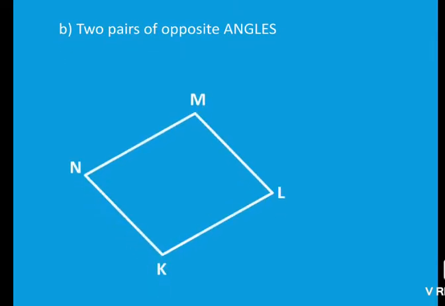Next question, two pairs of opposite angles. Which are the opposite angles? Angle K and angle M are opposite. Another pair is angle N and angle L, which are opposite. Okay, angle L and angle N are opposite.